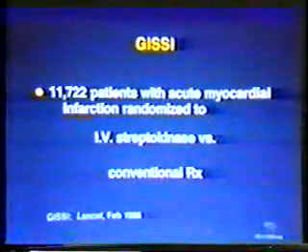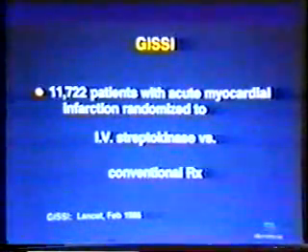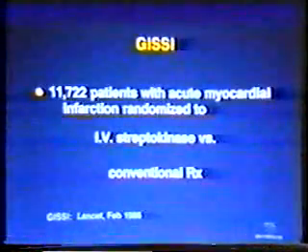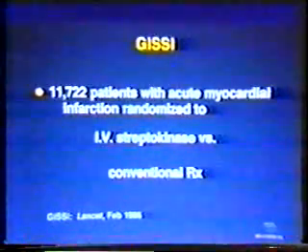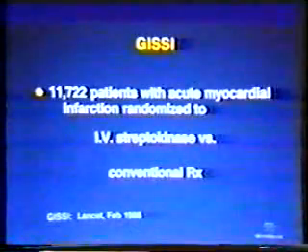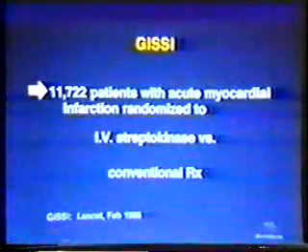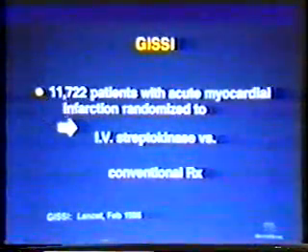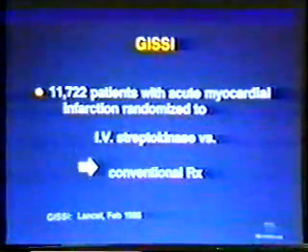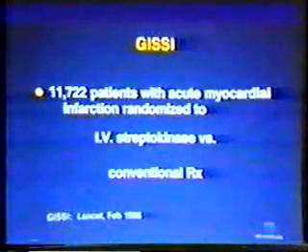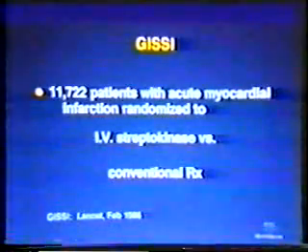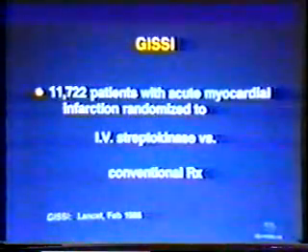The GISSI trial, performed by an Italian study group, has served as a landmark in supporting the use of thrombolytic therapy. More than 11,000 patients with acute infarction were randomized to intravenous streptokinase versus standard therapy, and a statistically significant reduction in mortality was observed for the streptokinase group.